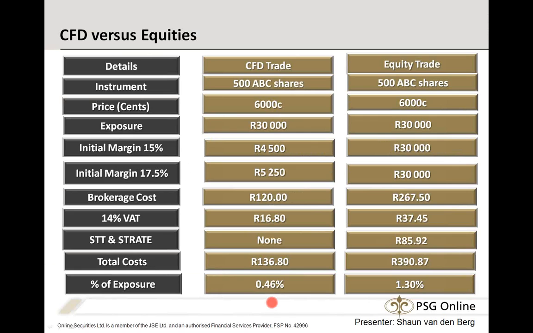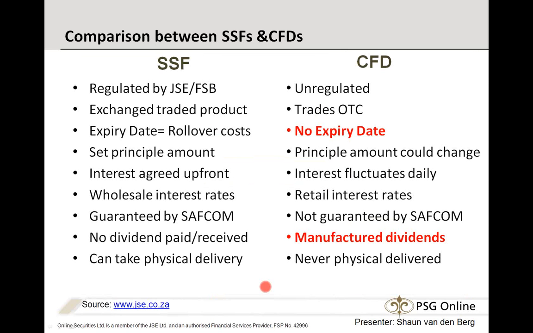So bottom line, let's go through it very quickly. You can see cost-wise compared to equities, 1.3%, and against the CFD, 0.46%. So they're very cheap, very affordable. We're going to compare single stock futures to CFD. The main idea is that with single stock futures, there's an expiry date, and obviously a 0.25% rollover cost.